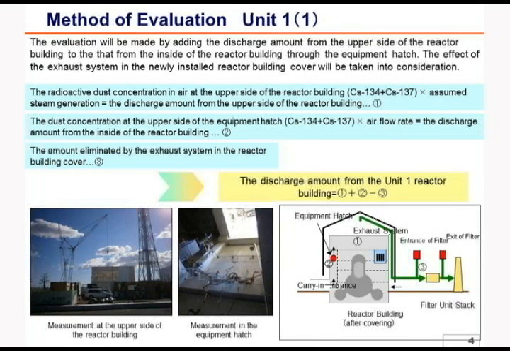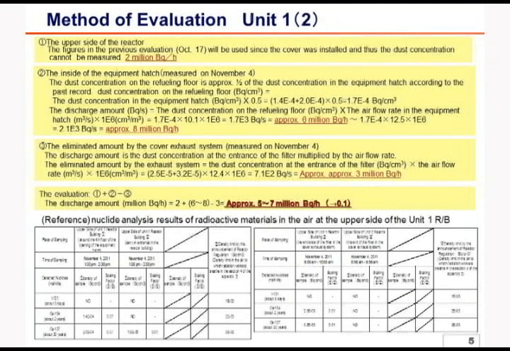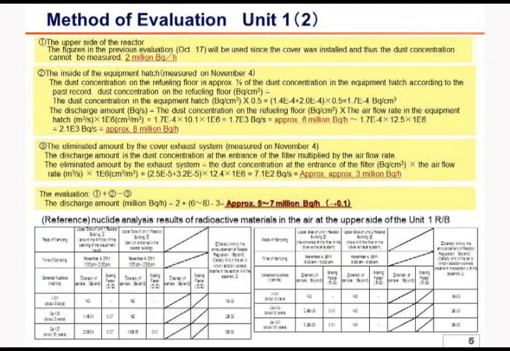Currently, the emission amount from the reactor buildings is being evaluated at the entrance of it: the first one plus the second one minus the third one. Next, I will explain the data and formulas. First, as the upper part of the reactors is directly covered, we used the figures for October 17th, that is 2.00 million becquerels per hour.